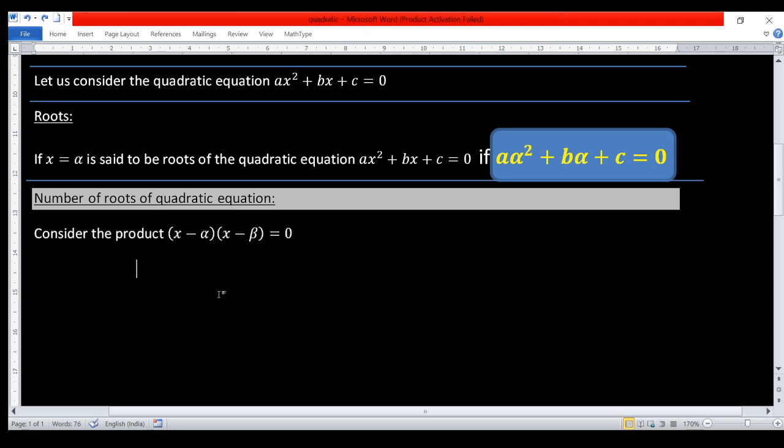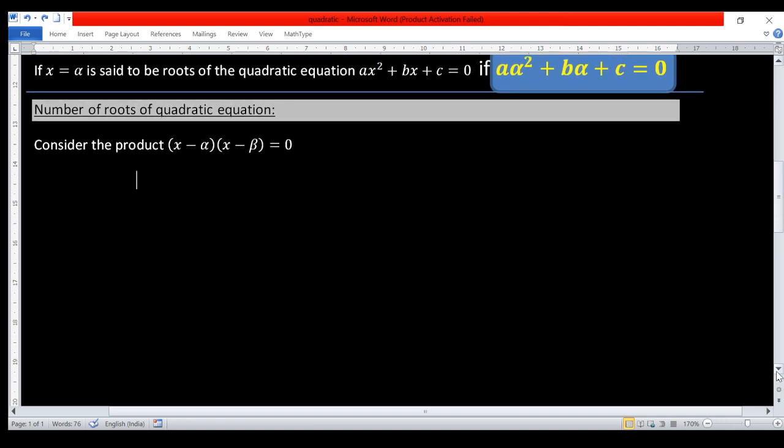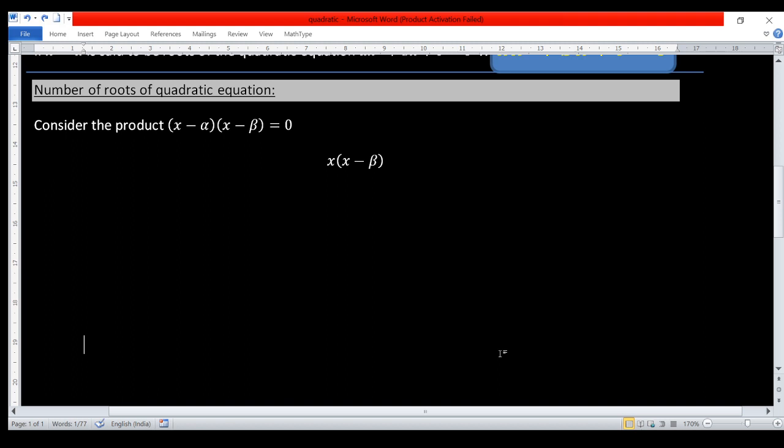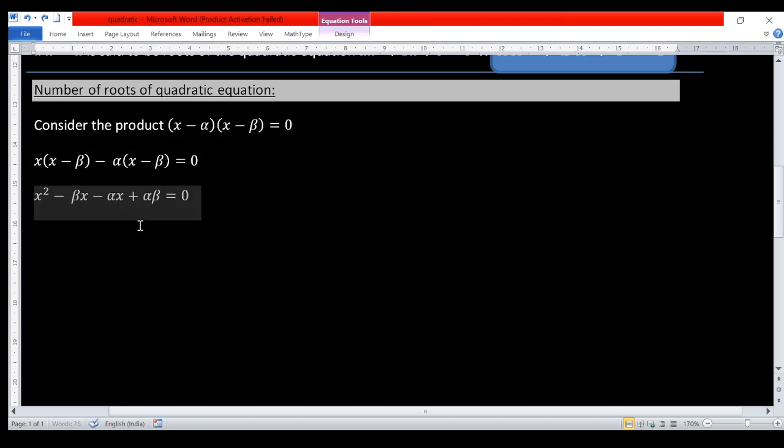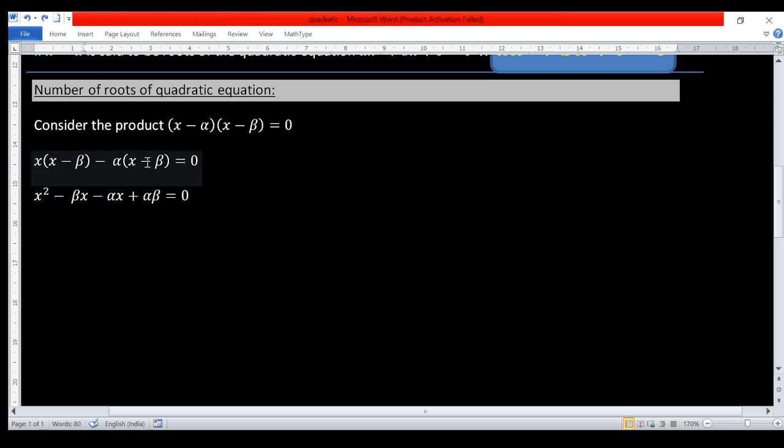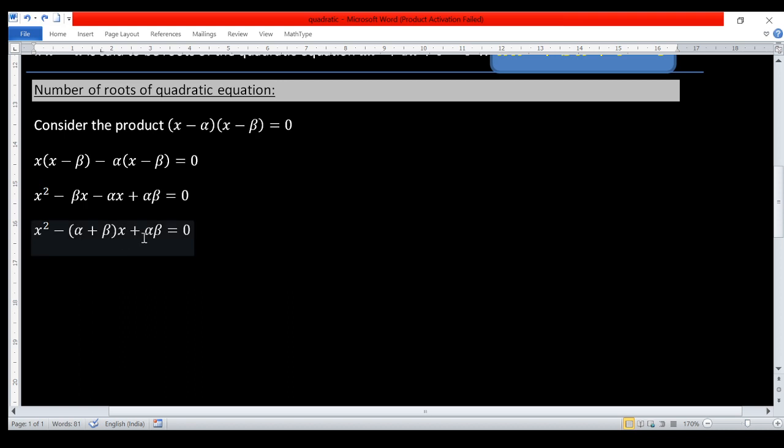So suppose I take the product x minus alpha into x minus beta. I have some reasons behind that. So first we multiply, let's see what we'll get. First distribution: x into x minus beta, minus alpha into x minus beta equal to 0. Multiply: x into x is x square, x into beta is x beta, alpha into x is alpha x, minus into minus beta is plus alpha beta equal to 0. So rearrange it again. Take minus x common. So x square minus alpha plus beta x plus alpha beta equal to 0.